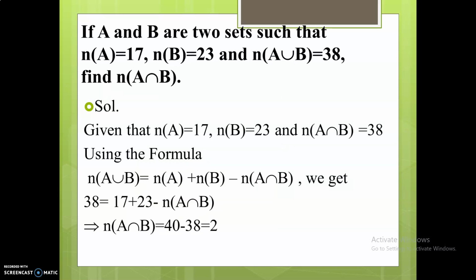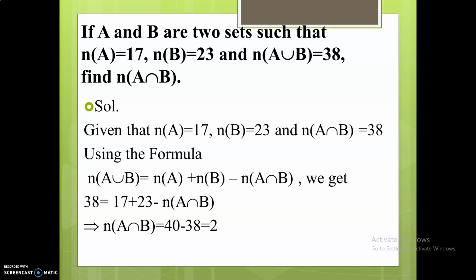उसके बाद if A and B are two sets such that cardinality of A equal to 17, cardinality of B is equal to 23, and cardinality of A union B equal to 38, then you have to find cardinality of A intersection B. You know the formula, cardinality of A union B is equal to cardinality of A plus cardinality of B minus cardinality of A intersection B. And you also know cardinality of A is 17, cardinality of B is 23, and cardinality of A union B is 38. You have to just put the values and you will be able to find the value of cardinality of A intersection B.